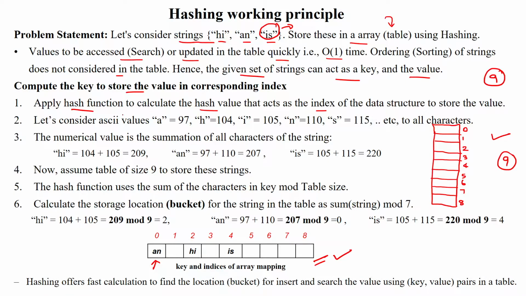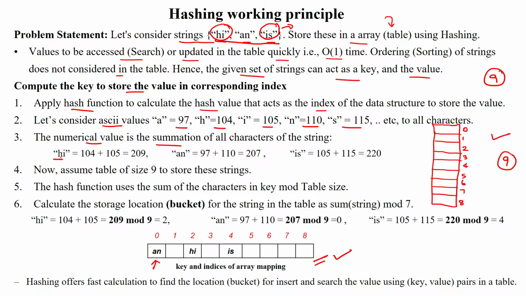So now for each and every alphabet in these three strings, I am substituting the ASCII values. For small a 97, small h 104, small i 105, for small n 110, for small s 115. Like that we can substitute the ASCII values for all the characters. So the numerical value is calculated as the sum of the characters available in each word.